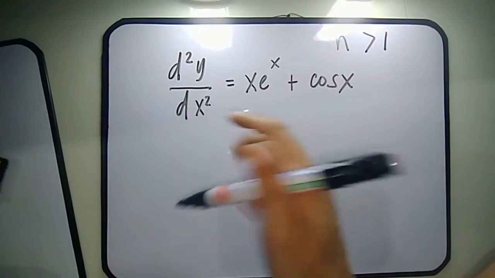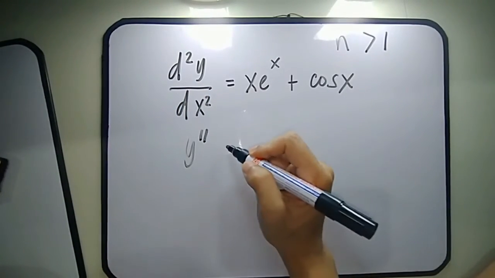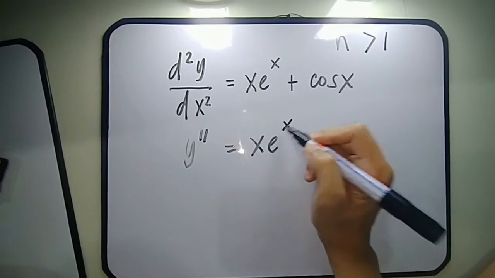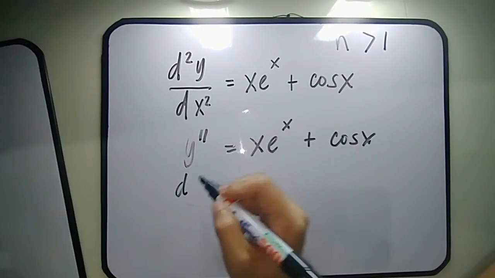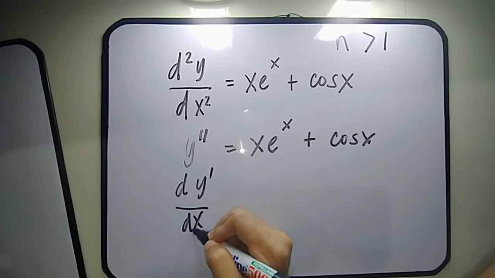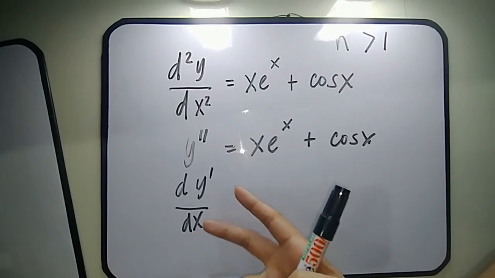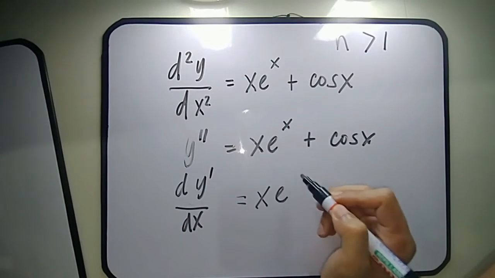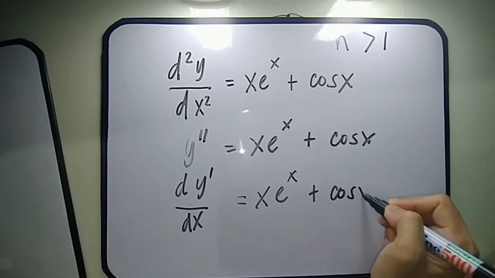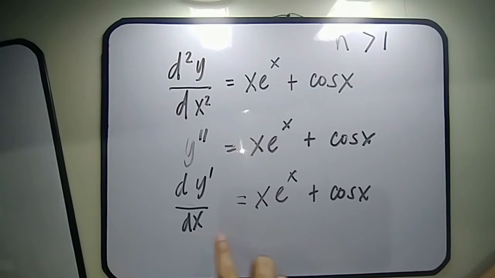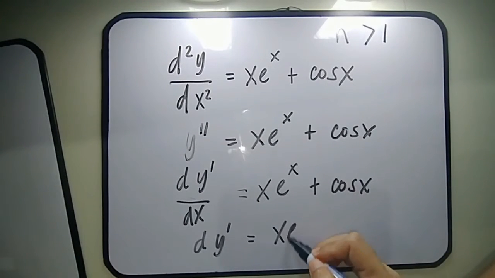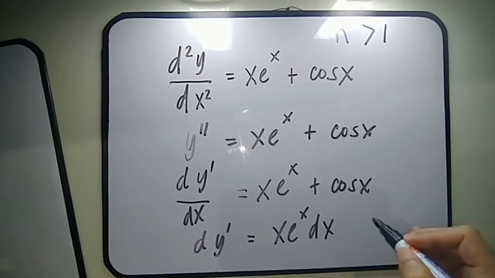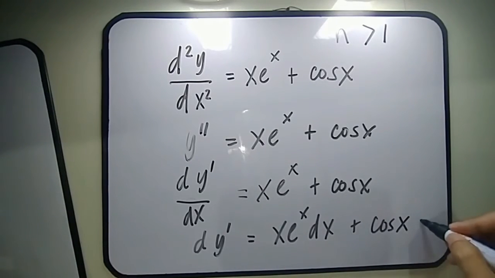The second derivative, y double prime, equals x e raised to x plus cosine x. So the y double prime is the derivative of y prime with respect to x. So we differentiate it twice, and that is equal to x e raised to x plus cosine x. Now we multiply the differential of x on both sides. We have here the differential of y prime equals x e raised to x differential of x plus cosine x differential of x. Then we integrate both sides.